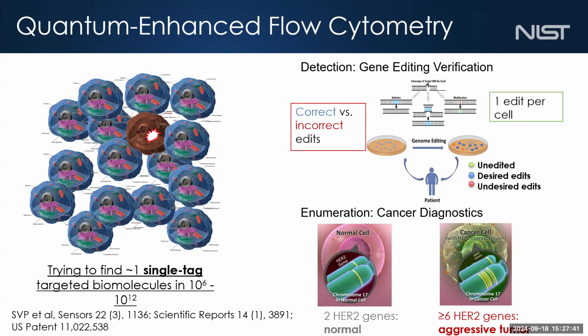It's not just a question that somebody wants to ask for fun. Early cancer diagnostics actually requires that, and also counting of your biomarkers. So if you can tell the difference between 2 and 6 in this particular case, you can tell the difference between the breast cancer that is aggressive versus non-aggressive, and you choose treatment at the onset of the disease, increasing the survivability chance. Gene editing verification also requires you to see just one edit as opposed to 2 edits per cell and things like that. This is very interesting and important in terms of the application side of it.